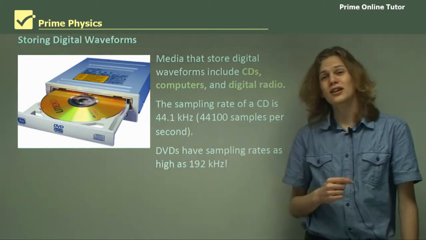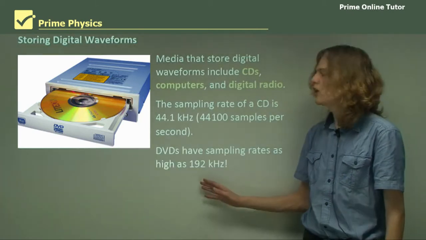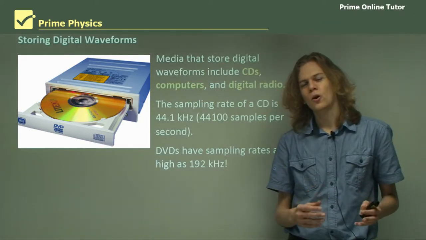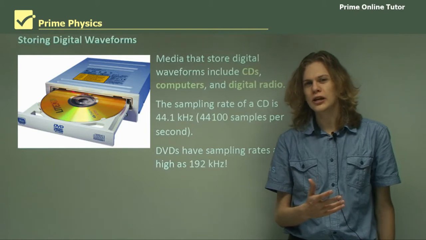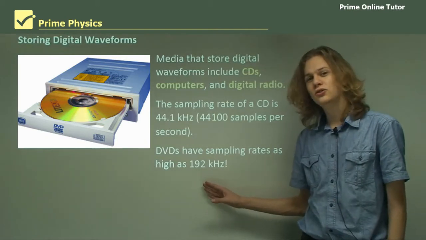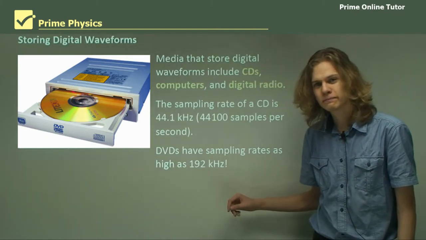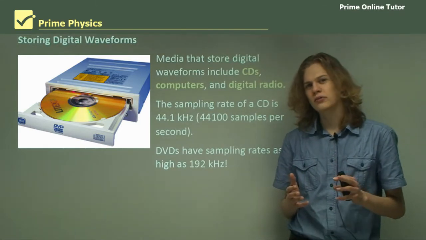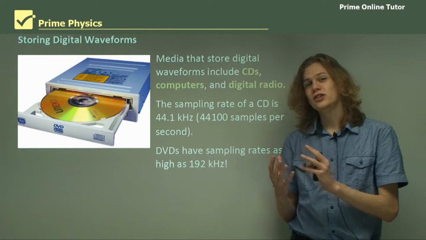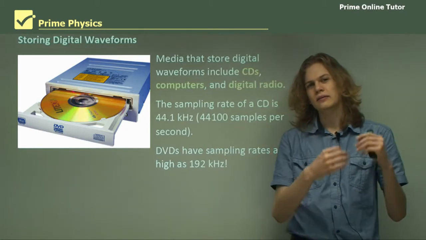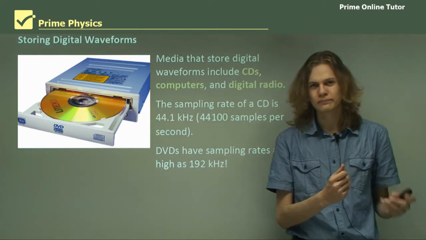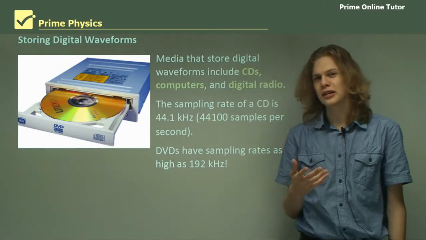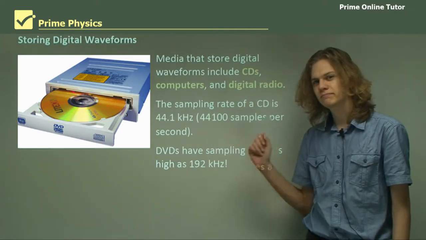DVDs have a much higher sampling rate. They can get as high as 192 kilohertz. That is, in every second of sound that you listen to on a DVD, there are 192,000 samples. So in this case, it's just about impossible to tell the difference between the digitized version and the original analog version. This means that DVDs have much higher fidelity than CDs.